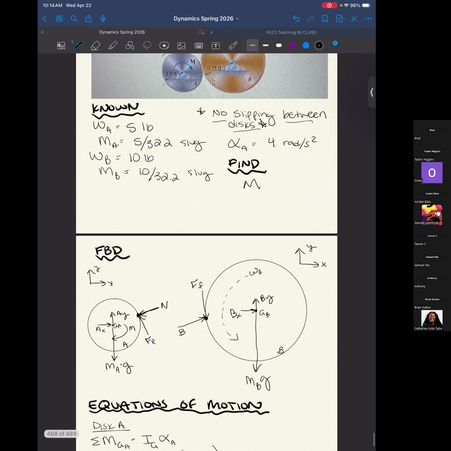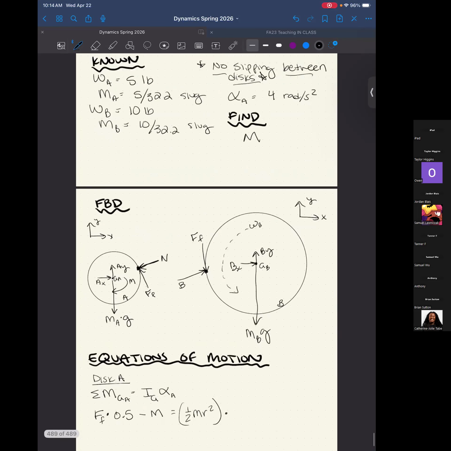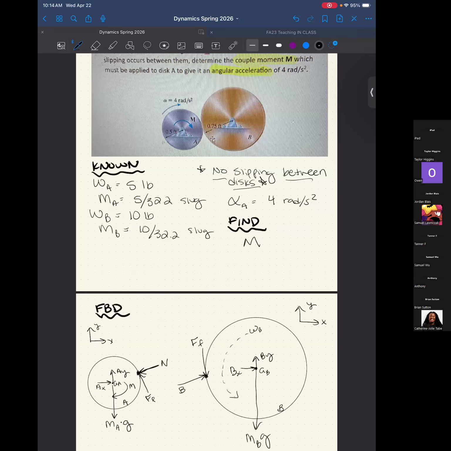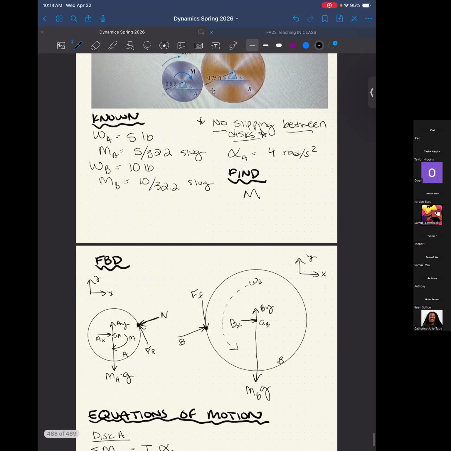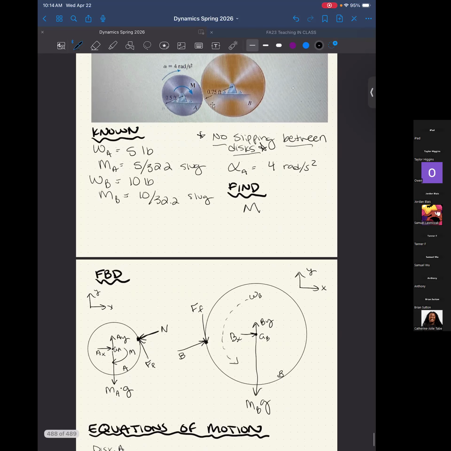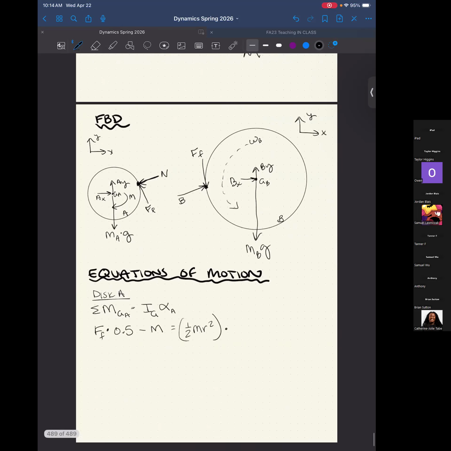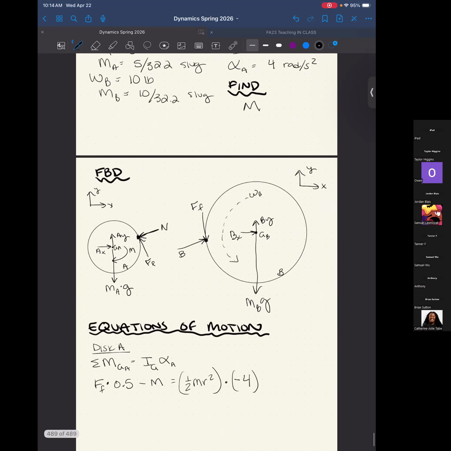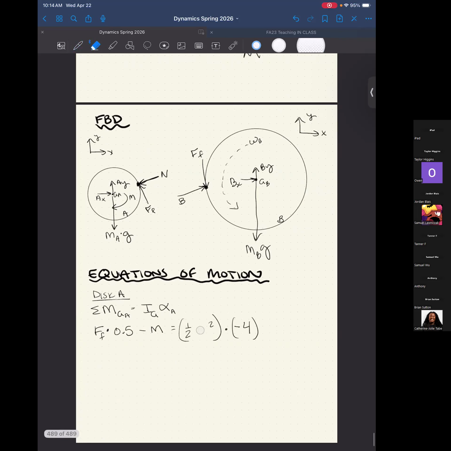And then alpha A is given in the problem as 4 radians per second squared. And it's shown in the same direction as that couple. So I actually need to be careful here about that direction. Is that in the positive or the negative k hat direction? The alpha. Angular acceleration. Right. Very good. So this should be -4. All right, mass was 5/32.2. Radius is half.